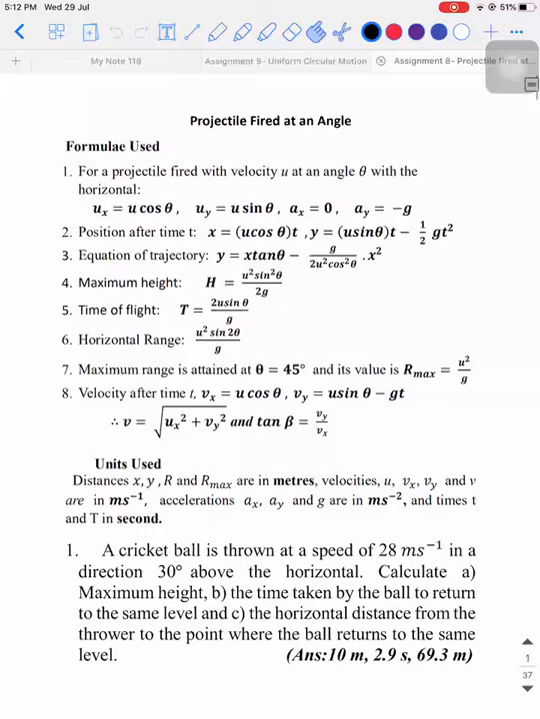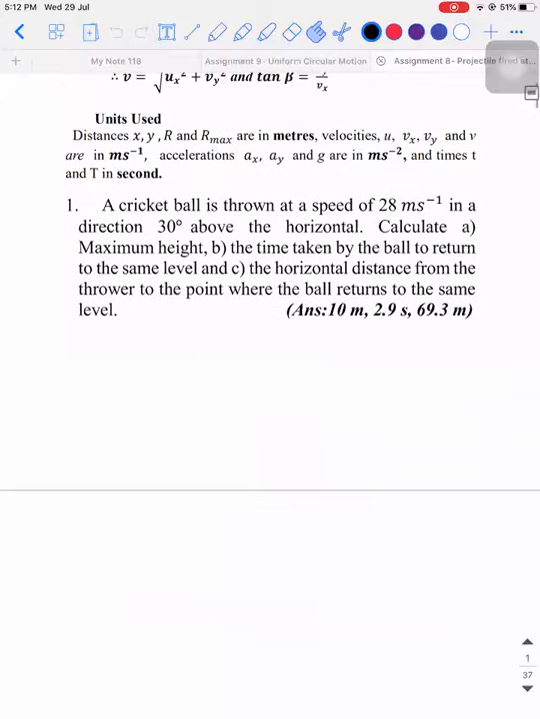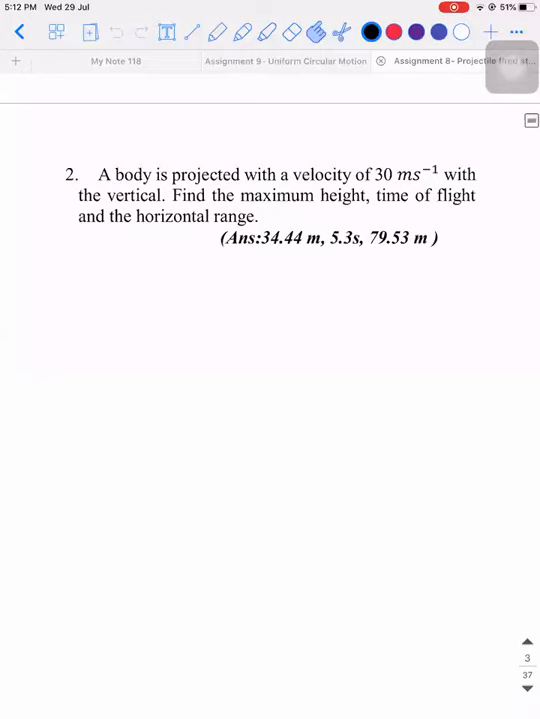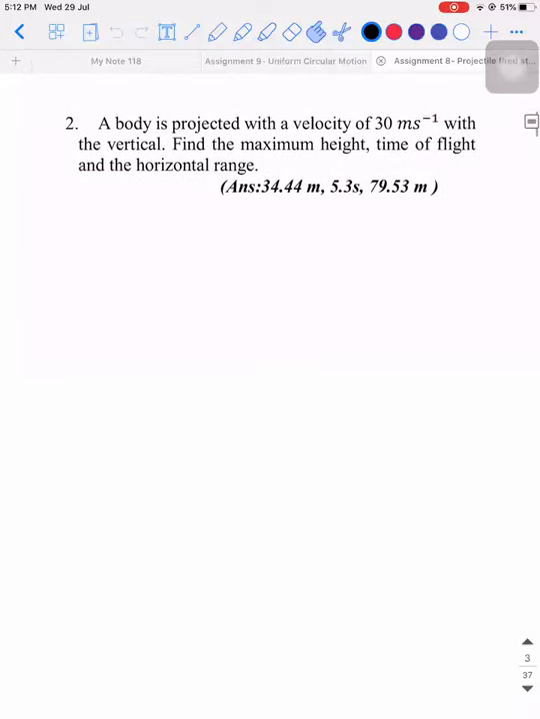So this is the assignment. Tell me, what is the problem number? Question 2, sir. This one only, no? An object is projected with a velocity of 30 meters per second with a vertical. Find the maximum height, time of flight, and the horizontal range.